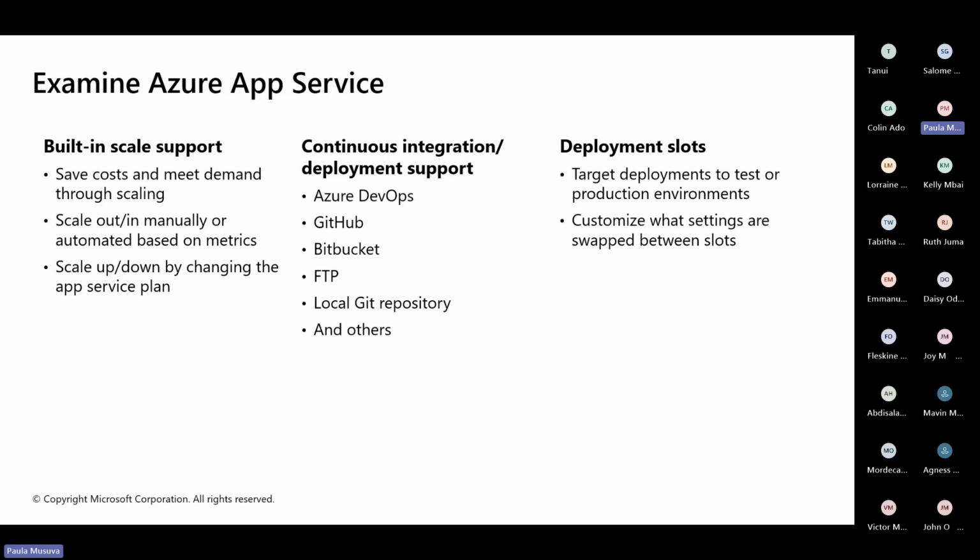And if you make changes and commit, the CI/CD pipeline is executed, okay? And your new changes are deployed. Bitbucket, it also supports the changes through FTP, also a local Git repository that you have on your machine, and many others. So App Service is a DevOps compliant, if I could say, a solution.